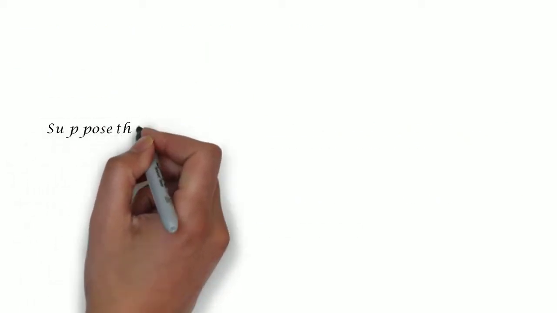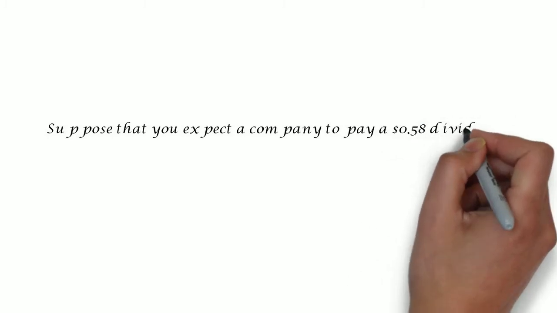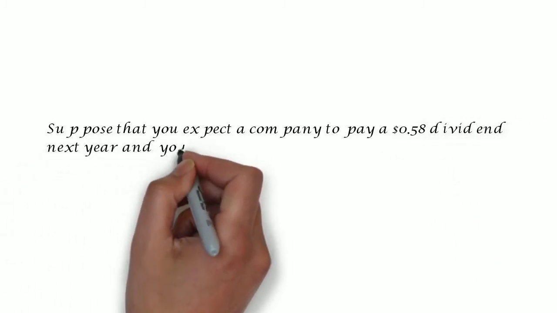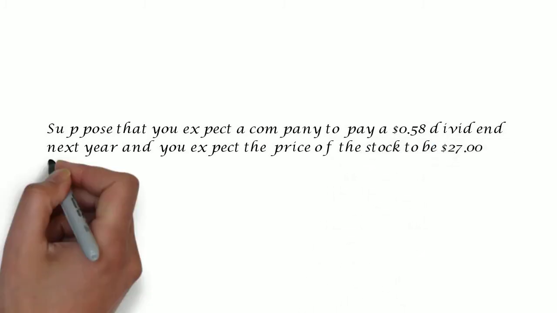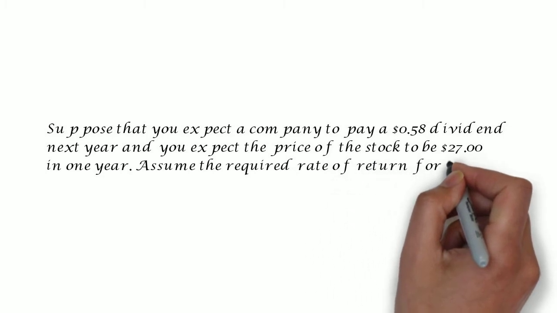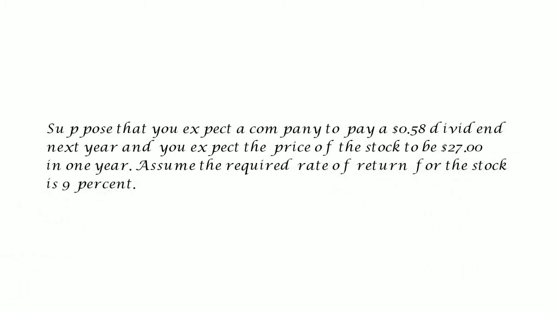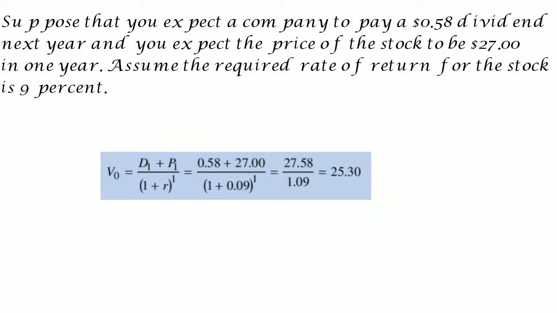Suppose you expect a company to pay 58 cents in dividends next year, and you expect the price of the stock to be $27 in 1 year. Assume the required rate of return on the stock is 9%. Let's estimate the value of the stock. Discounting the expected dividend of 58 cents and the expected sale price of $27 at the required rate of return of 9%, we obtain $25.30 as the value of the stock.